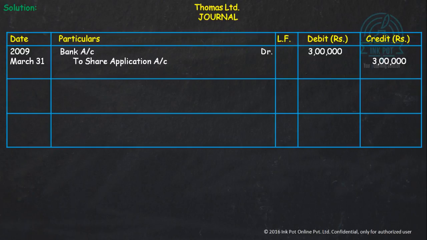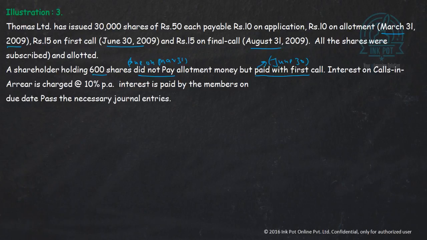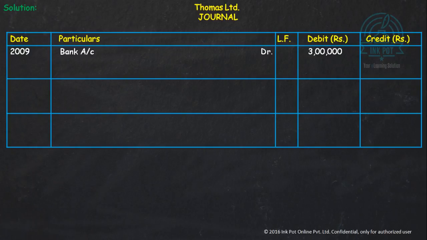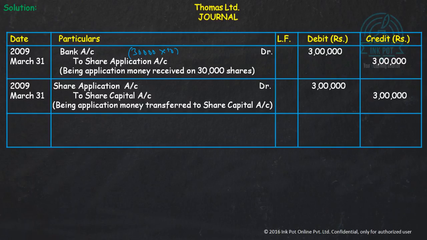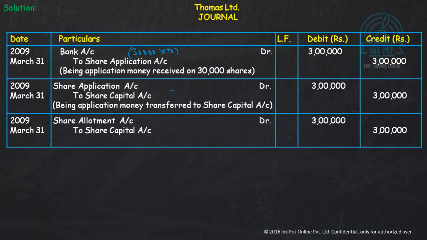Now, first of all, we will see the normal journal entries. Bank account debit to share application. How many shares are there? These are 30,000 shares and application was rupees 10 per share. So how much amount have you received? It is nothing but 30,000 shares of rupees 10 each. This is the amount that we have received on application, and it is also being transferred to share capital. Share allotment is due with rupees, again 30,000 shares of 10 rupees, that is the allotment was due.